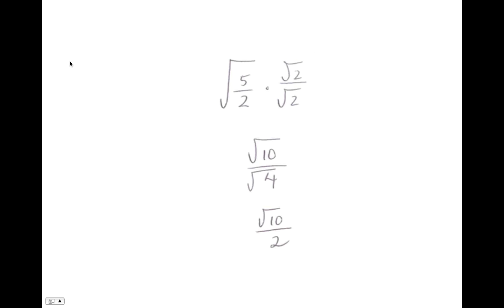And so the easiest way to get rid of it is to multiply it by itself. So I'm going to multiply it by the square root of 2 over the square root of 2, which is essentially a 1. And so while I'm going to change the way the question looks, I'm not harming it in any way. And so we will get the square root of 10 over the square root of 4, and the square root of 4 is 2.